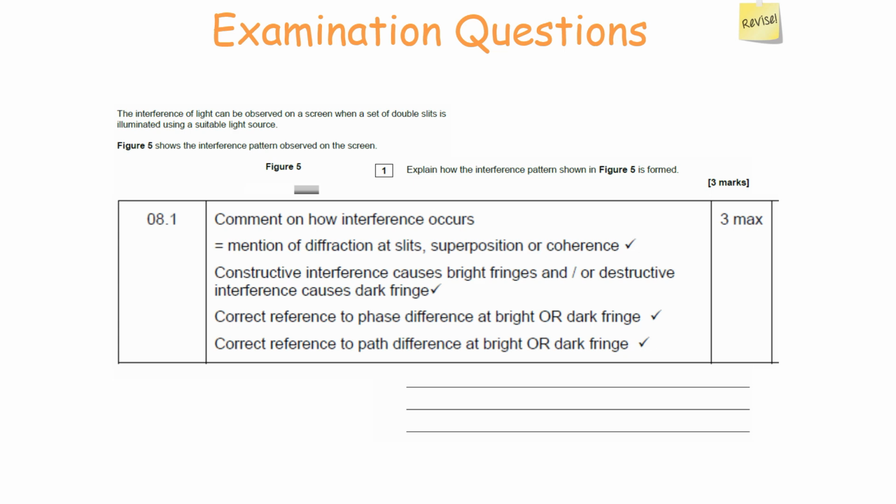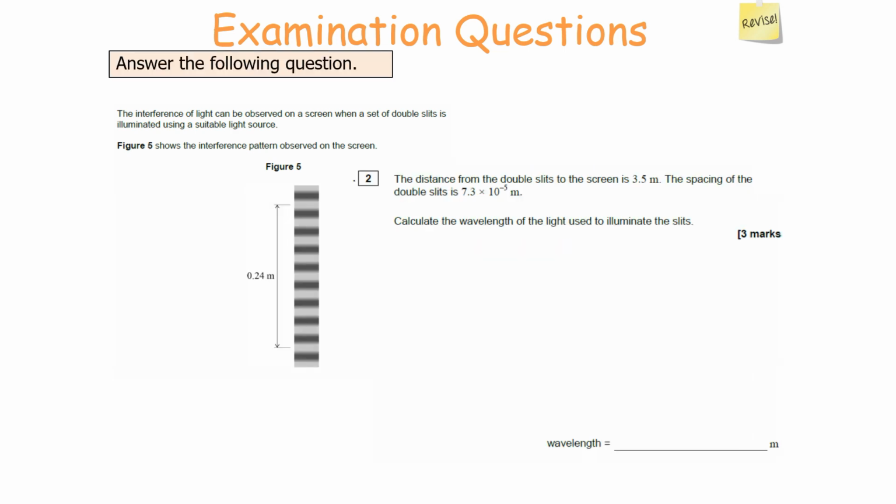So it's the idea that if they're in phase, you'll get a bright fringe. If they're out of phase, you'll get a dark fringe. Then for path difference, if it's an odd number of half wavelengths between the two waves, you'll get a dark fringe, whilst if it's an even number of half wavelengths for your path difference, you'll get a bright fringe. You really need to learn how the phase difference and the path difference link to bright and dark fringes, constructive and destructive interference. Next question.